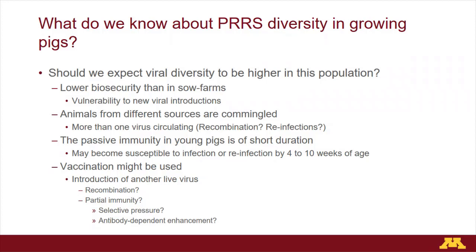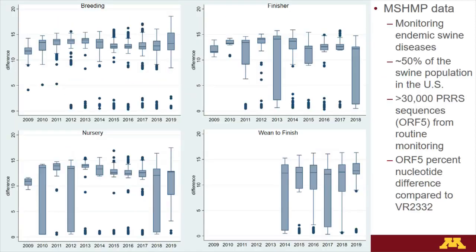Also, the passive immunity in young piglets is of short duration, so by the time passive immunity wanes, they might become susceptible to new infections or reinfections. This is also a population in which vaccination is not unusual, so again we have the same caveats of introducing another live virus in this population. Regarding that, we decided to take a look at the data that we have.